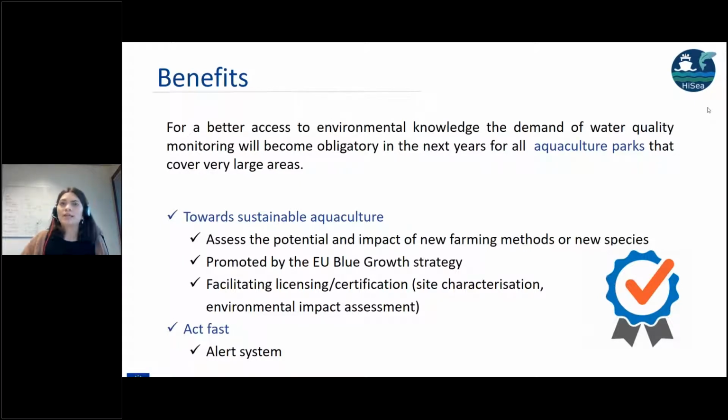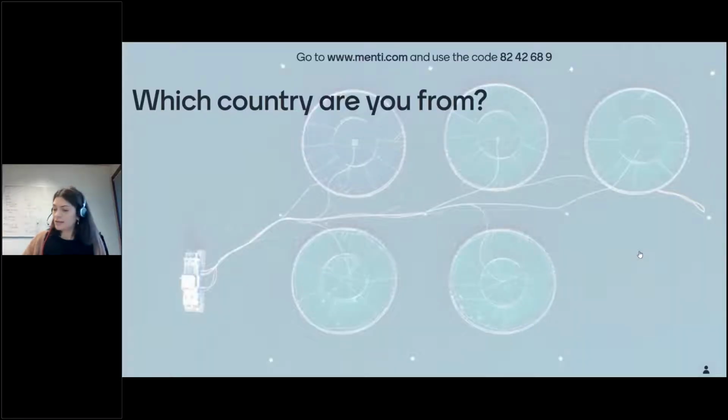I will now share a link to Mentimeter in the chat. So if you can please go to menti.com and type the following code A242689. We can start collecting your feedback.